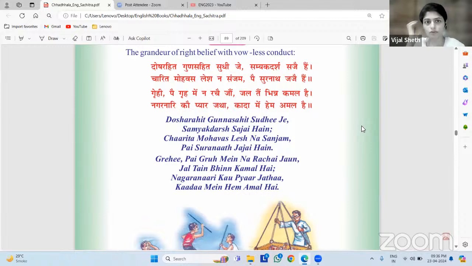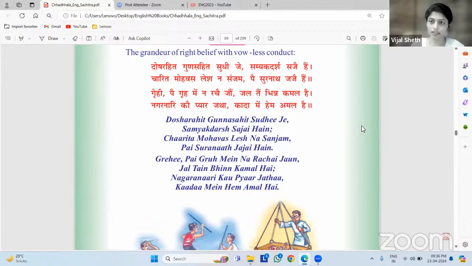Okay. So Charitra Moha Vash, because of Charitra Moha, means because of the three passions, Apratyakhana Varan, Pratyakhyana Varan, and Sanjwalan Kashai. Because of these passions that are still with that soul, Leshana Sayam, even a bit of Sayam or a bit of austerity, he has not taken. He cannot follow any kinds of vows because of the Charitra Moha or because of Apratyakhana Varan Kashai. And even though he does not show any vows, Pe Suranath Jaje hai.